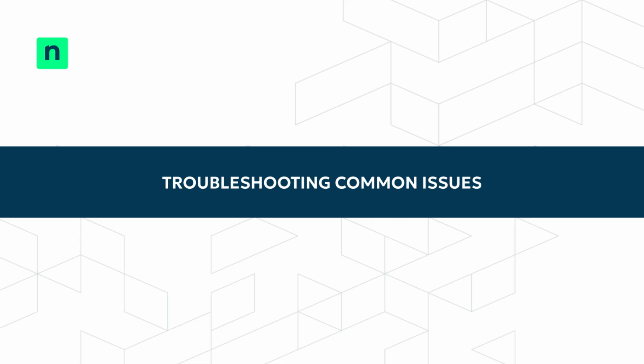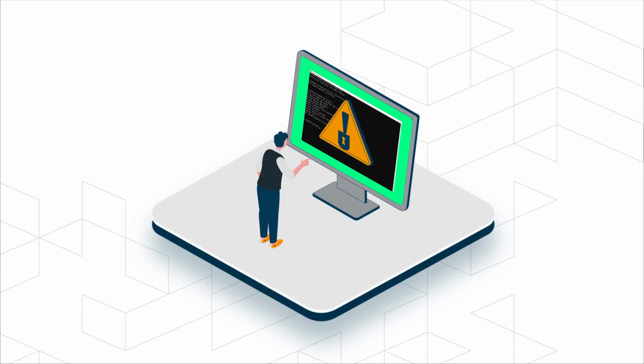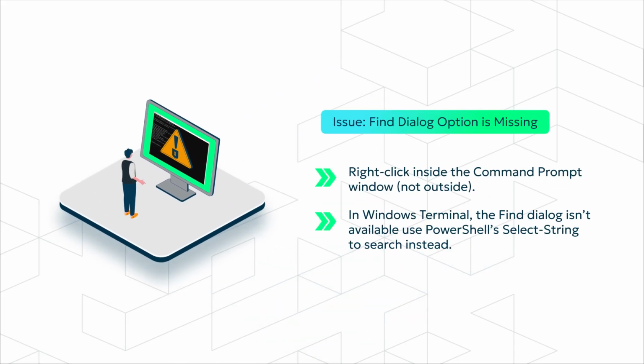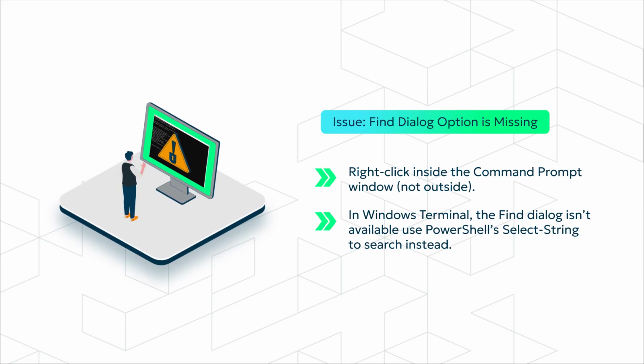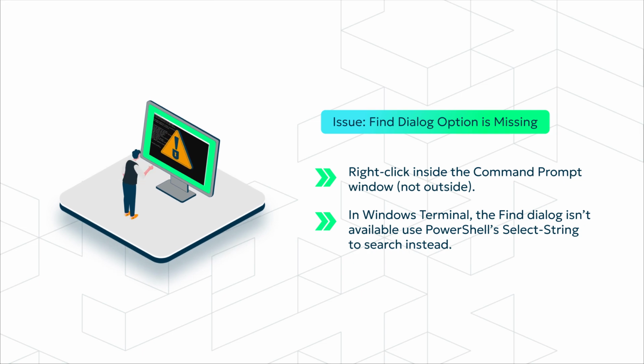Troubleshooting common issues. Having trouble using the Find dialog? Here are two common issues and the ways to fix them. If the Find dialog option is missing, you may be right-clicking outside the Command Prompt window, or you may be using Windows Terminal, which does not support this feature. For the latter, use PowerShell's Select-String command instead.